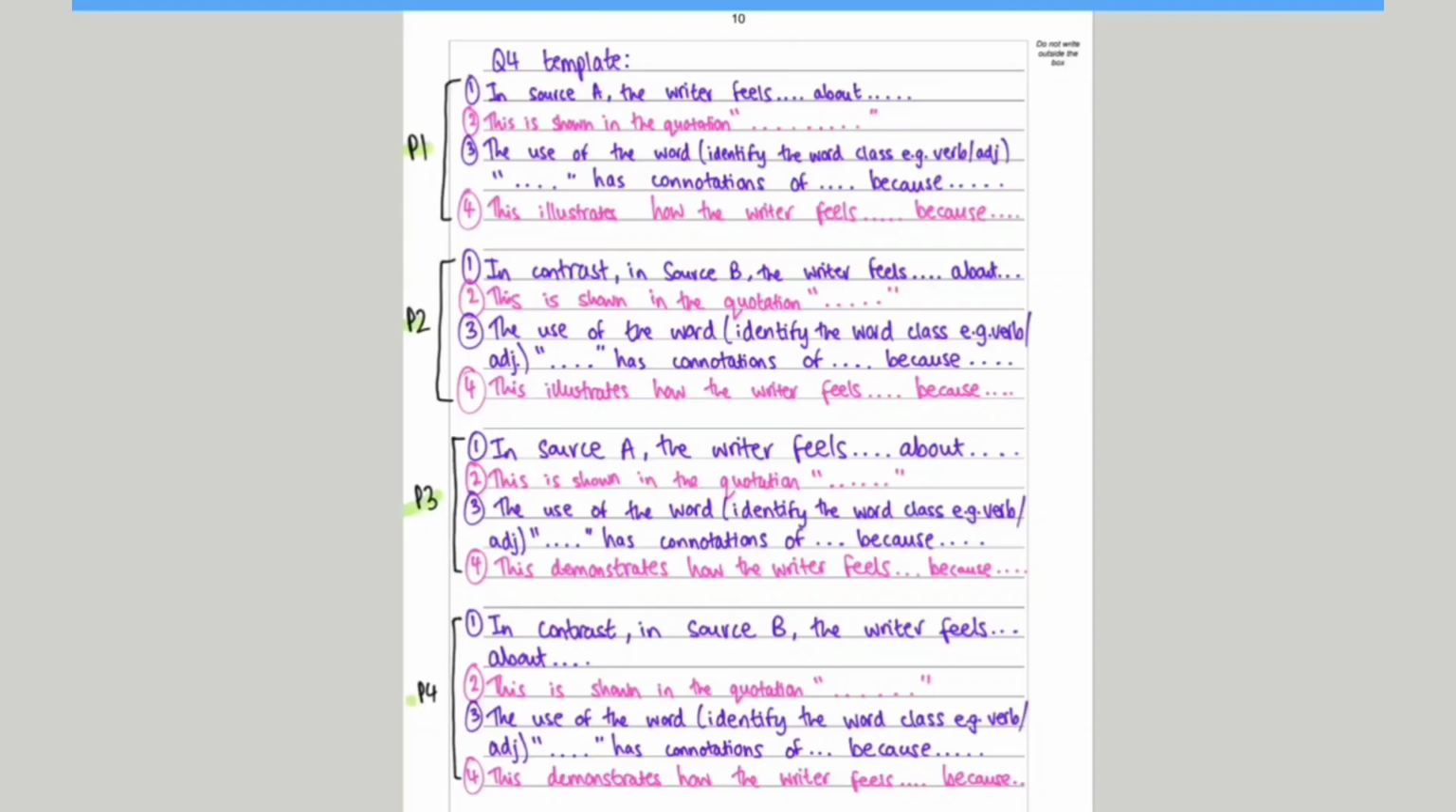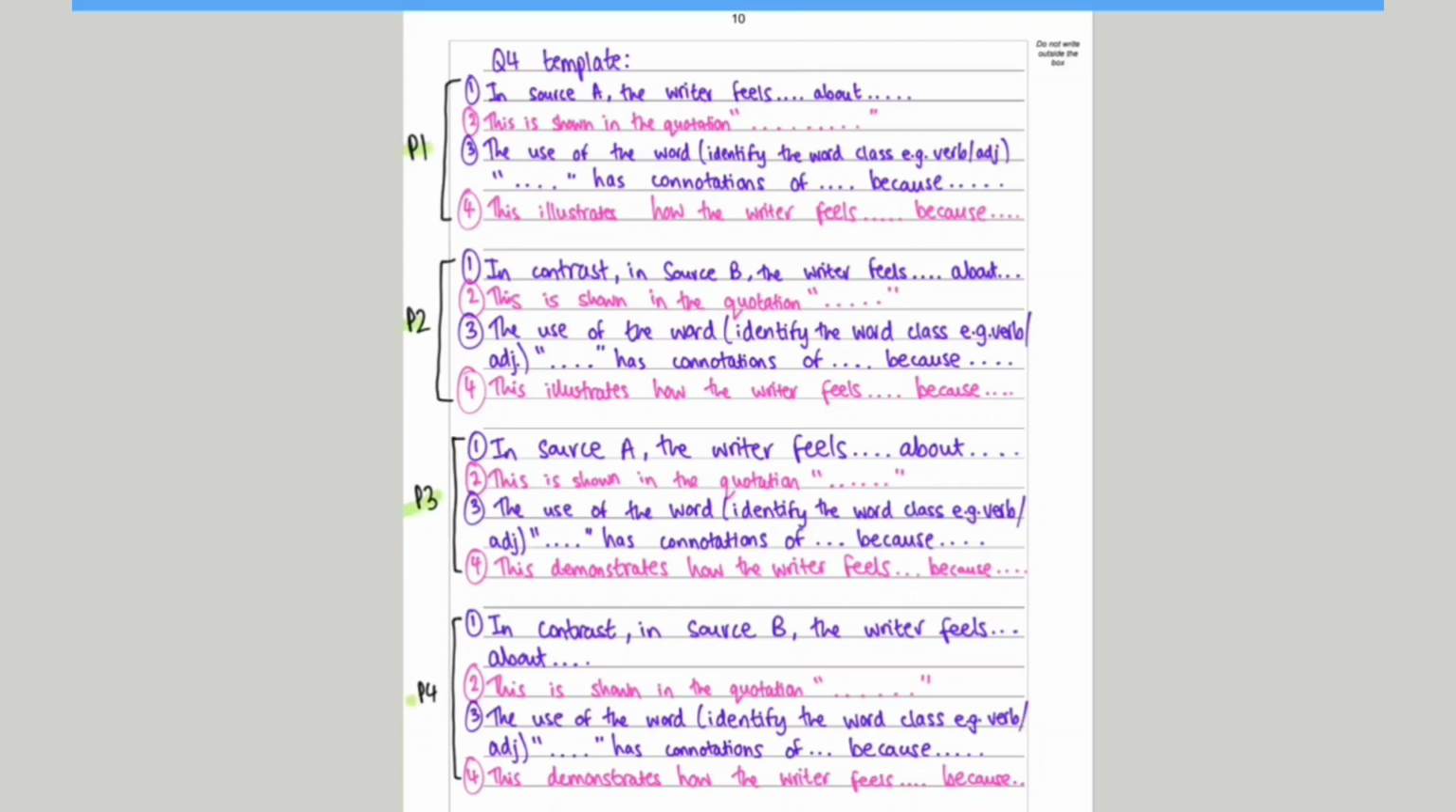And here we have our Question 4 template. As you can see, you're aiming to write around 4 paragraphs using this template. So follow the steps literally. In Source A, the writer feels ... about ..., but then back it up with the evidence, so a relevant quote. Identify the word class or the structural device, and tell us the connotations or the meanings behind it, and how it creates this feeling, how it illustrates the writer's feelings.